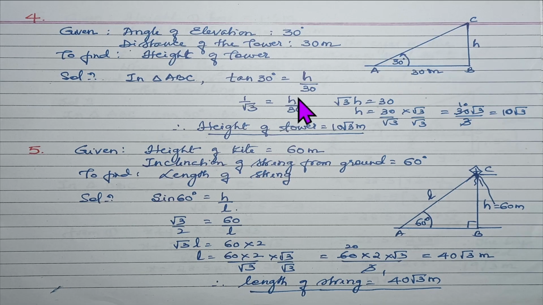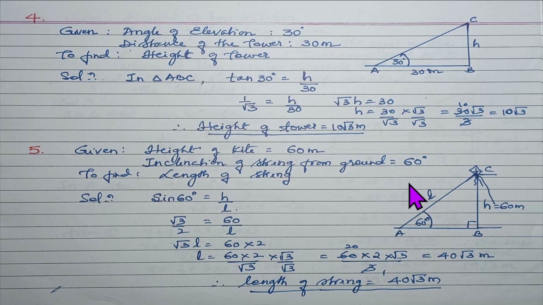So tan 30 degrees is equal to H upon 30. Tan 30 is 1 by root 3, which is equal to H upon 30. That is, root 3 H is equal to 30. H is equal to 30 by root 3. Rationalizing, we get 10 root 3 meters. So therefore the height of the tower is 10 root 3 meters.